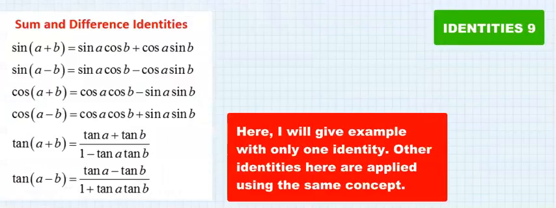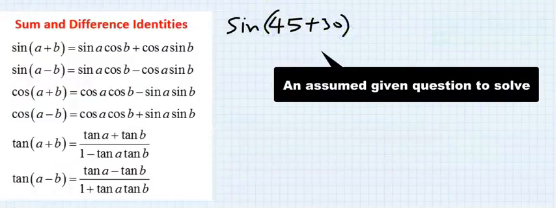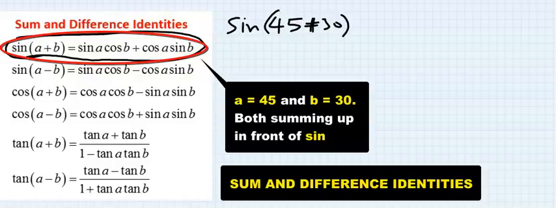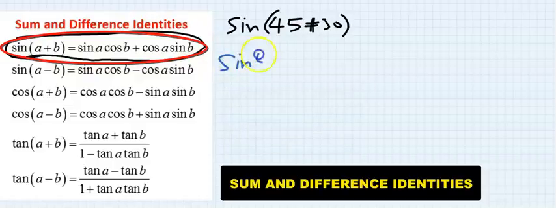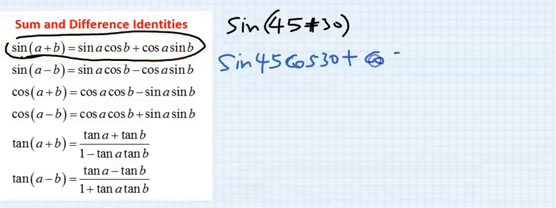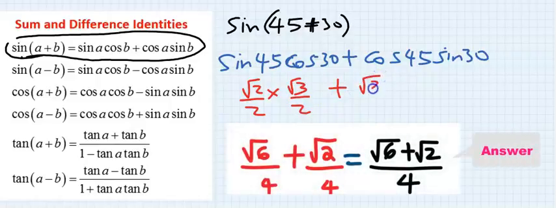In sum and difference, if I have sine of 45 plus 30, now because this is plus, I will use this identity. Hence, I will have sine 45 cos 30 plus cos 45 sine 30. Sine 45 is root 2 over 2 times cos 30, which is root 3 over 2, plus cos 45, which is root 2 over 2, times sine 30, which is 1 over 2.